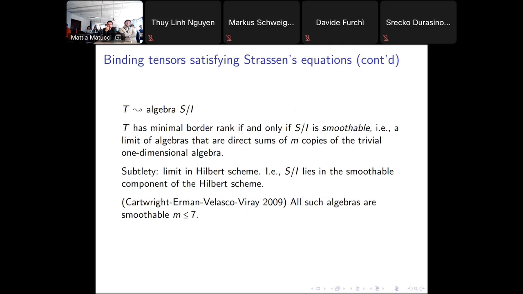For example, for m less than or equal to 7, everyone wins. As soon as you have binding and Strassen's equations, your algebra is smoothable, and therefore for any binding tensor where m is less than or equal to 7, we've completely characterized when they have minimal border rank. So that's victory. That's a lot of hard work of other people, but that's great.